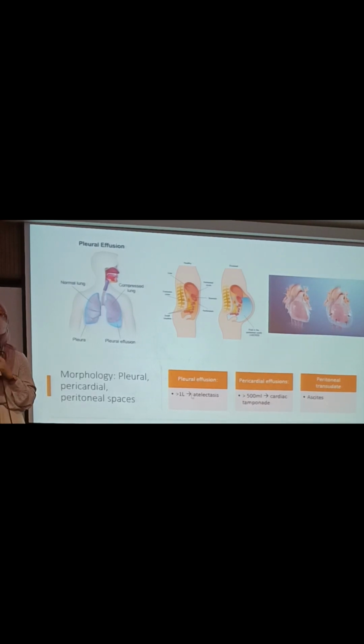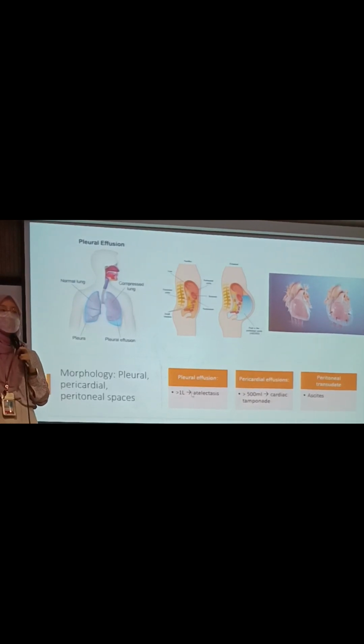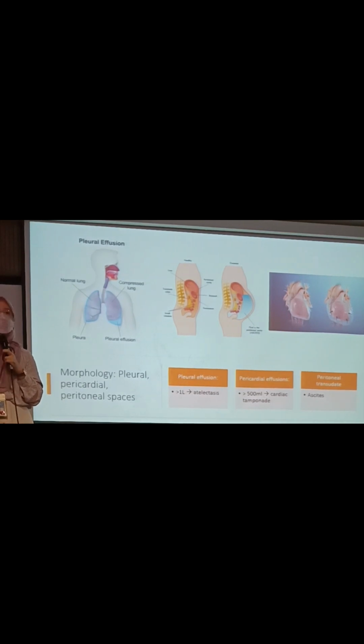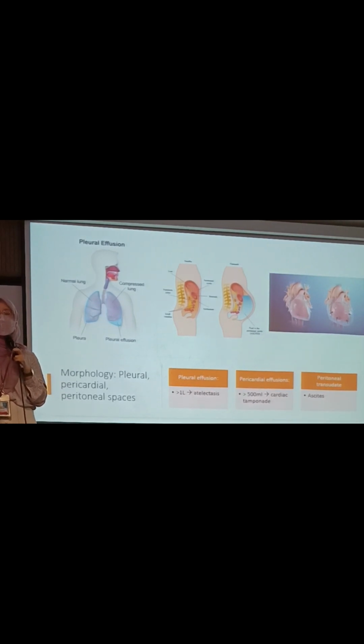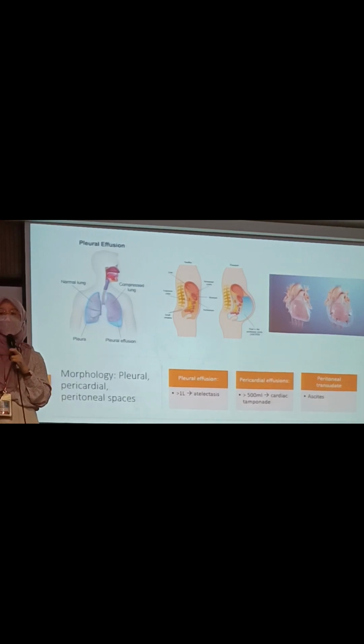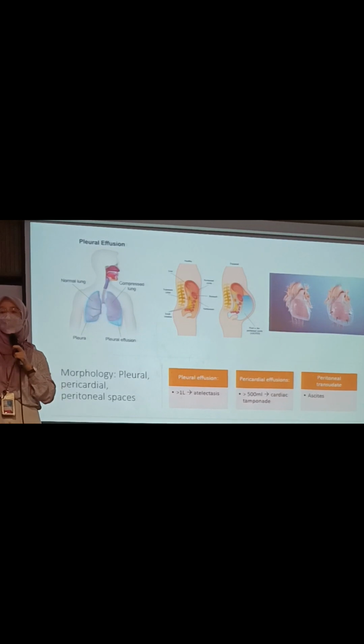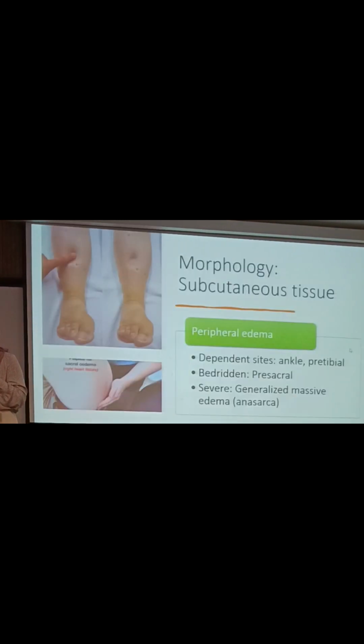So if more than 1 liter of fluids accumulates inside the pleural space, this will predispose to atelectasis. So the alveoli will collapse. If there is more than 500 ml of fluids accumulated in the pericardial space, this will cause cardiac tamponade. So the heart cannot pump because it has fluids. And in the peritoneal transudate, it is ascites, transudative ascites.